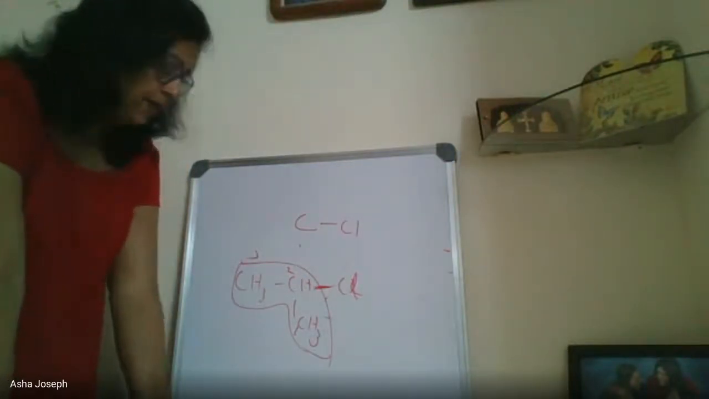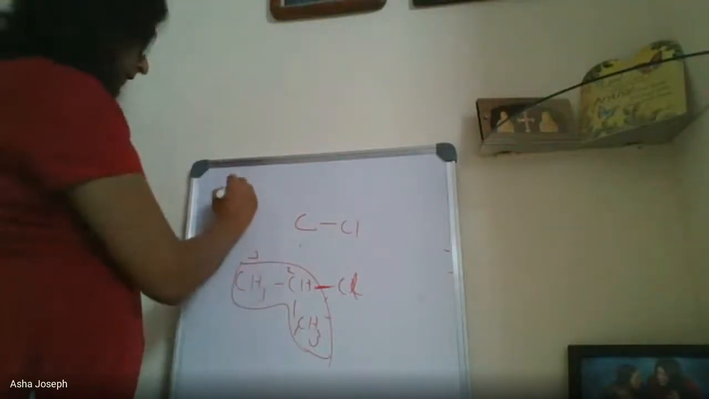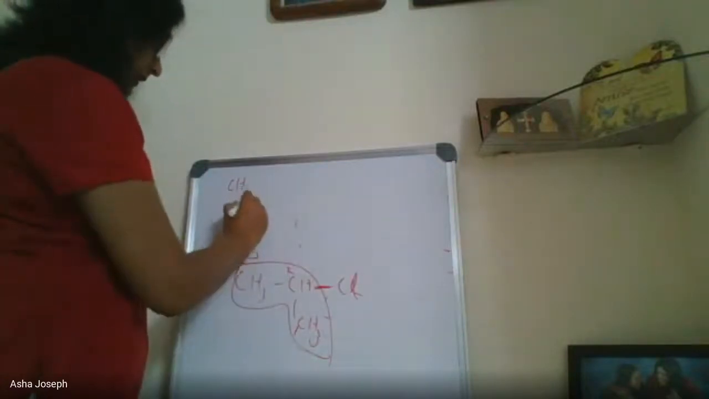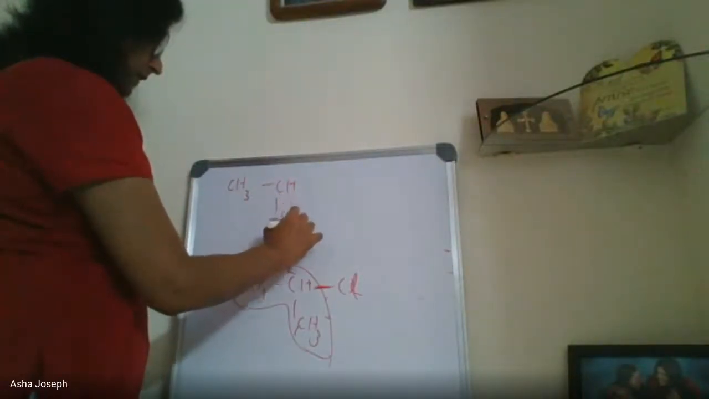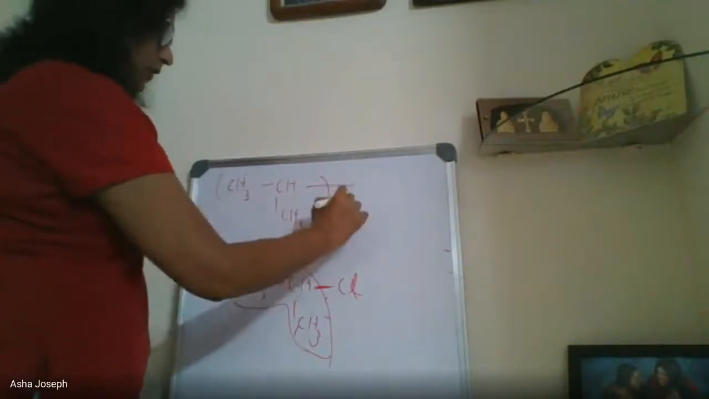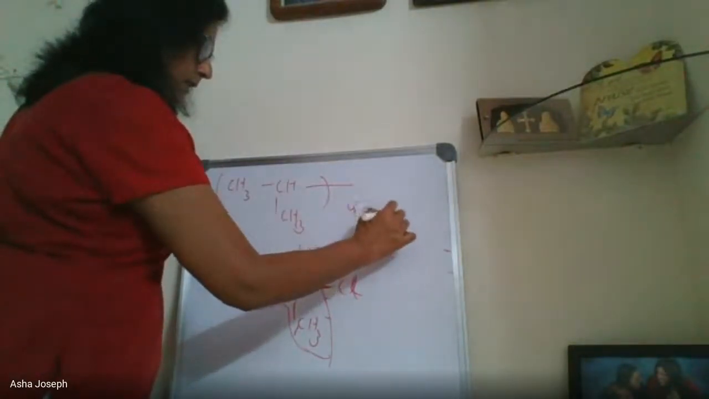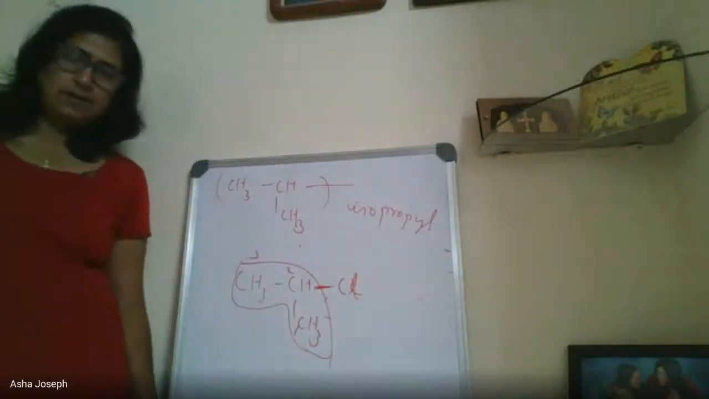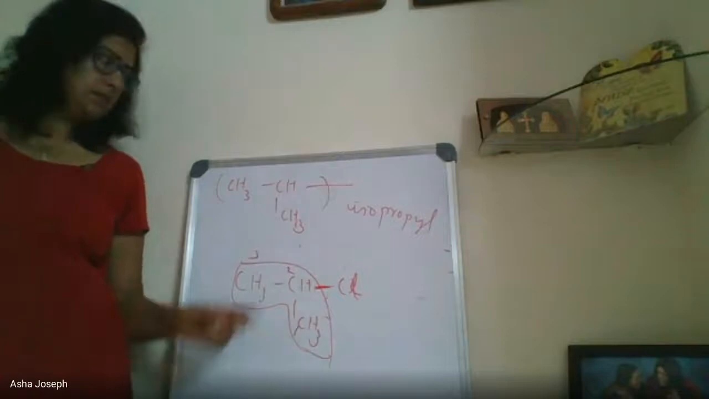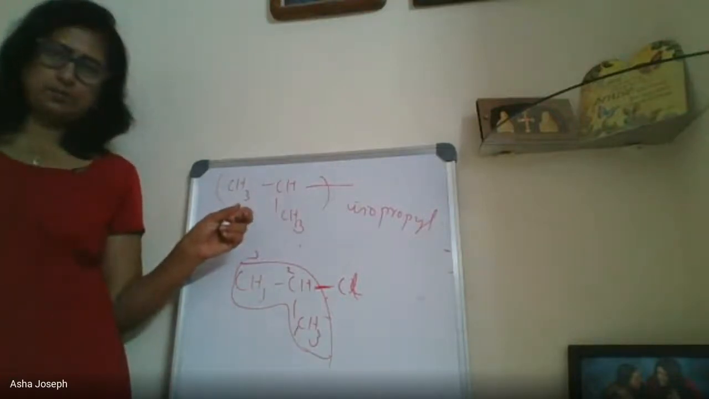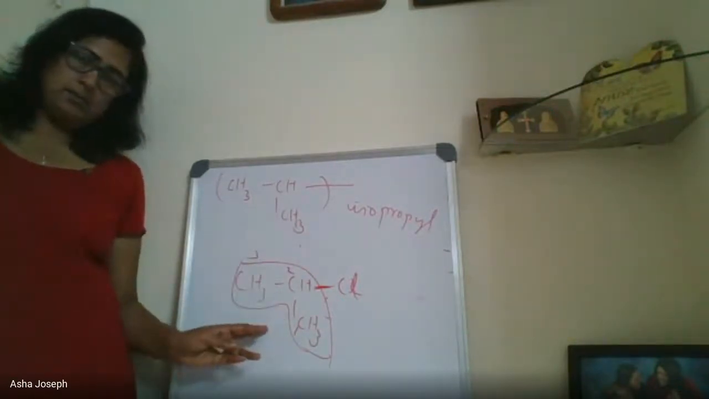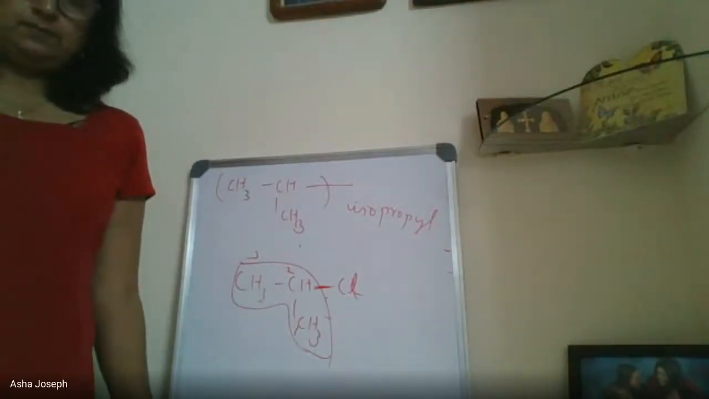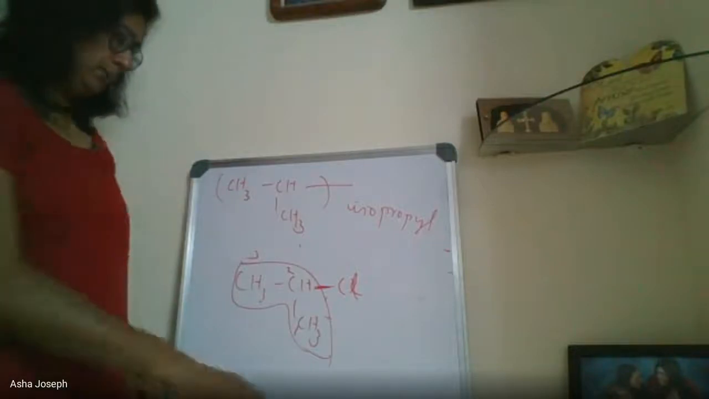Okay? The general name: this group, with CH3 and CH3, is called the isopropyl group. This is the common name, not IUPAC. I think I told you last year. This is the isopropyl group, so the common name is isopropyl chloride. Understood? Yes, ma'am. Anyway, nomenclature we are coming to.